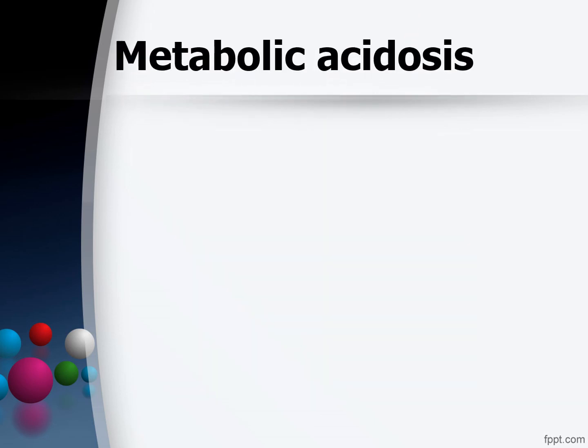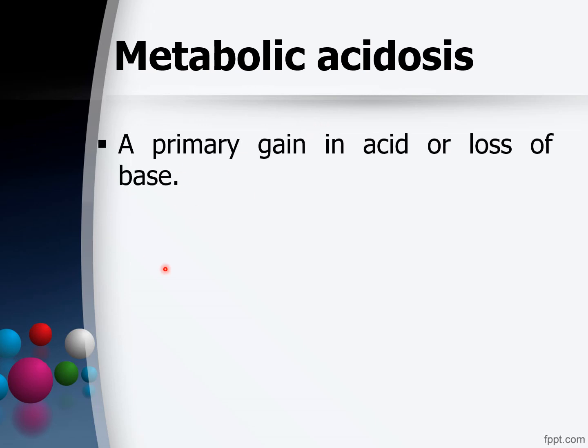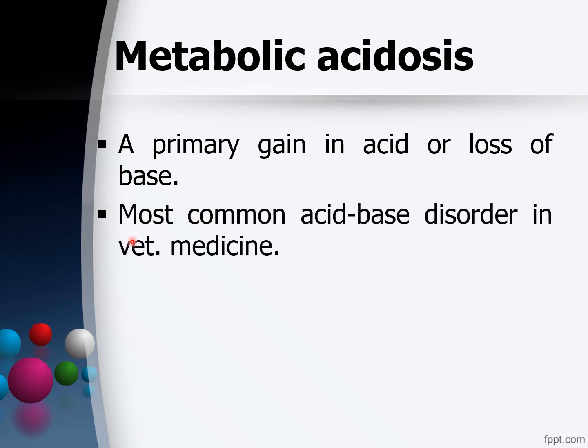So what is metabolic acidosis? When we say metabolic acidosis, that is a primary gain in acid or loss of base. Acid is referred to as the hydrogen ion or the proton, and base is referred to as the bicarbonate. This is considered to be the most common acid-base disorder in veterinary medicine, particularly in dogs, cats, and horses.